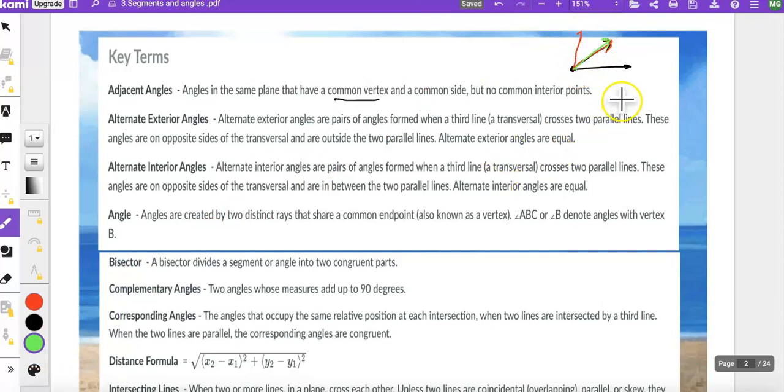between these two, but no common interior point. There is no common interior point. These types of angles are called adjacent angles. We are having how many? We are having two angles over here.